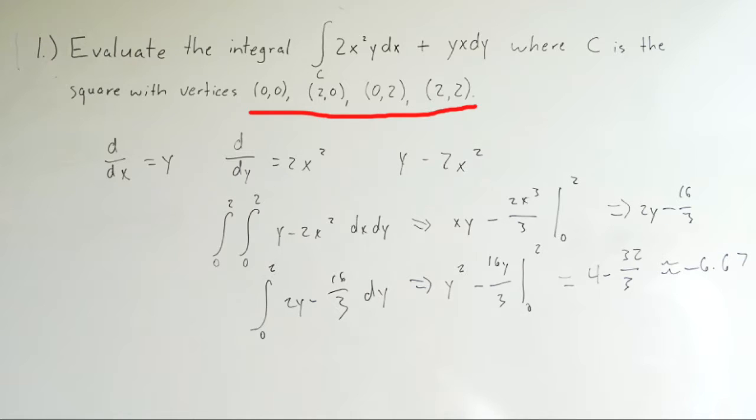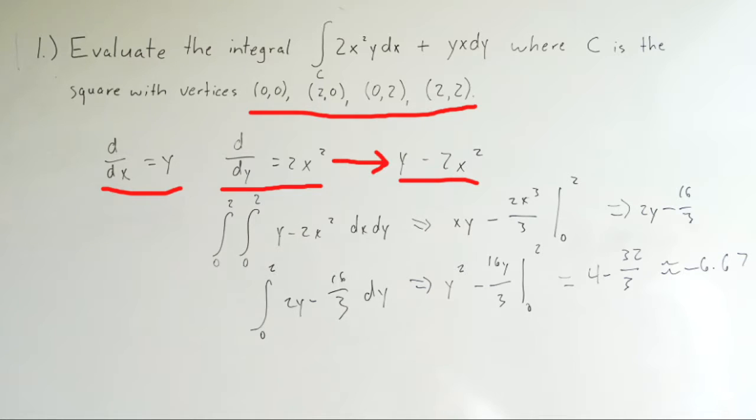The first step you should take is to take the derivative of the second term with respect to x, which we did here, dQ/dx is equal to y. Then you want to take the derivative of the first term with respect to y, and so dP/dy equals 2x squared. So Green's theorem says that you have to subtract the second quantity from the first one, so you have y minus 2x squared.